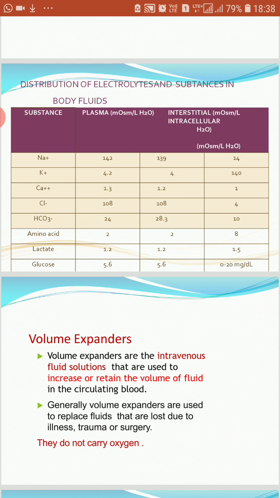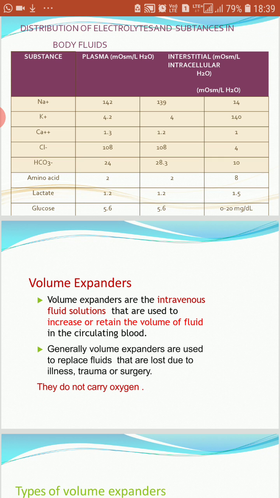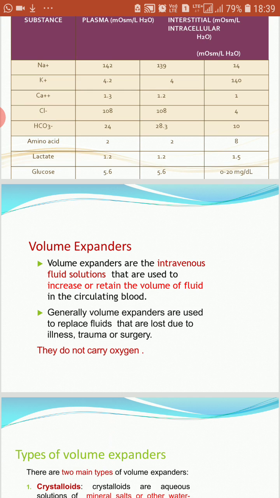Now the next slide, our main topic is volume expanders. This was the background: how much is intracellular fluid, how much is extracellular fluid, and the difference between blood, plasma and serum. Volume expanders are intravenous fluid solutions that are used to increase or retain the volume of fluid in the circulating blood. Generally, they are used to replace fluids lost due to illness, trauma or surgery.